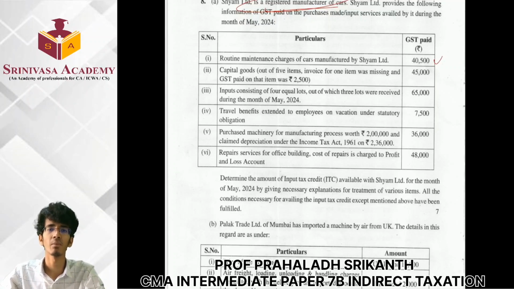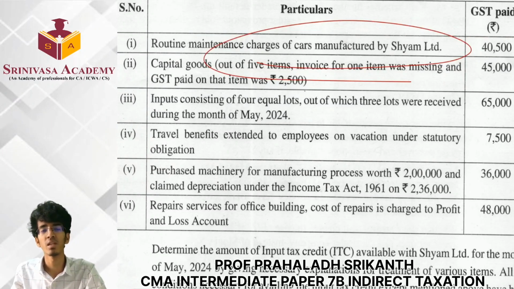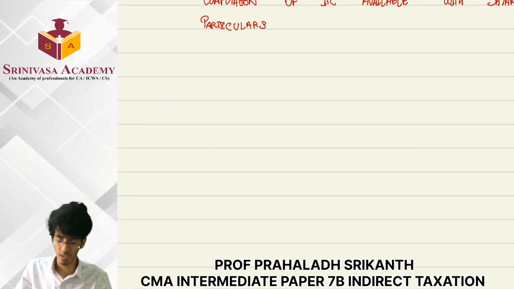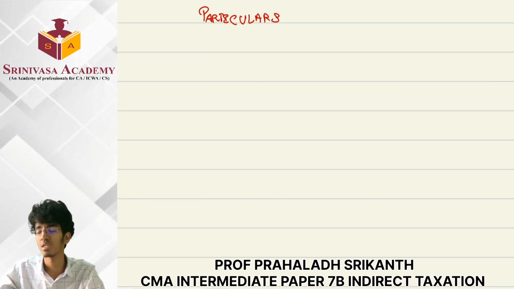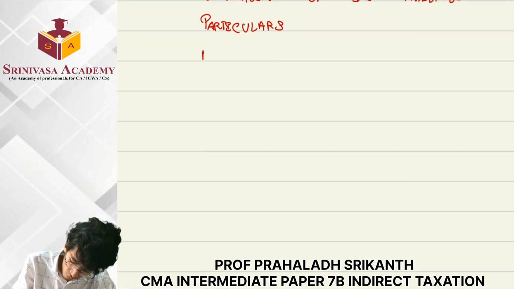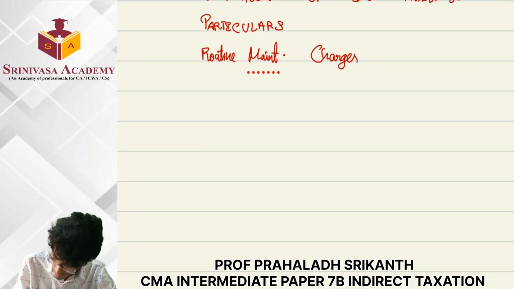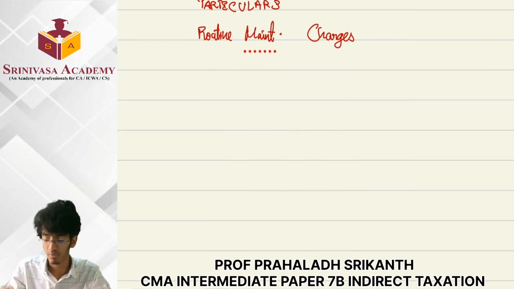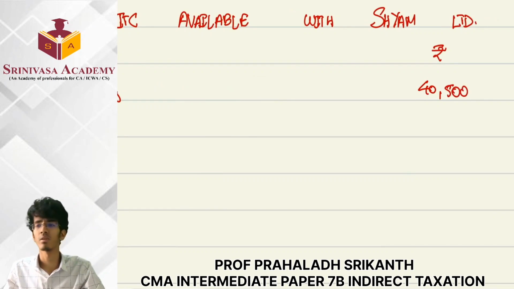Basically, any motor vehicle with seating capacity of less than 13, ITC will not be available, as we have seen. But there are certain exceptions. What are the exceptions? If there is going to be any further supply of such cars by the manufacturer, ITC will be made available. So this routine maintenance charges will also be allowed. Any insurance charges and any routine maintenance charges are available if they are made for such exceptions. So this routine maintenance charges is also allowed. I have written it in a very short form, but usually in the question paper a full answer will be required. How much rupees? 40,500 rupees. This is our first subpoint.